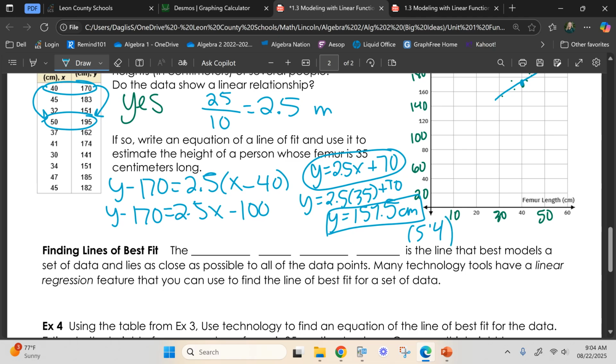Where do we get the 35? I know it's not 5'2". It told me. Right here, estimate 35. So that's where it came from. Good question. So if someone's femur is 35 centimeters, they're about 5 feet 2 inches, not 5'4". If you can please wait, that would be fantastic. If you can't wait, then yes.